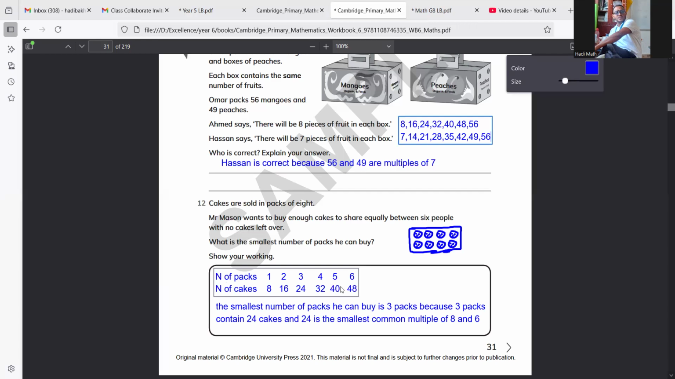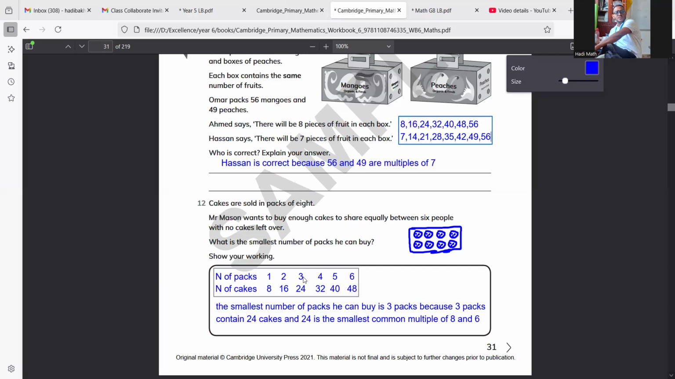So when we say the smallest, we need to see if we have 1 pack, which is 8, can we divide 8 by 6 equally? If Mr. Mason bought 1 bag, 1 bag contains 8 cakes. 8 cakes, you cannot divide them by 6 equally. So this doesn't work. Then if he bought 2 bags, 2 bags contain 16 cakes. 16 cakes, he cannot divide them equally between 6 people. So it doesn't work.